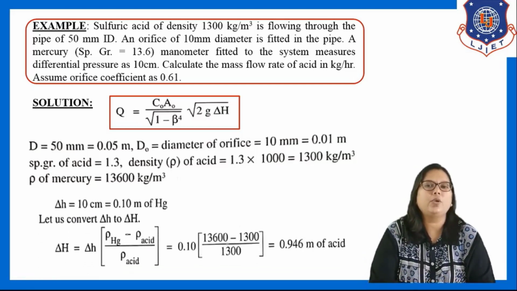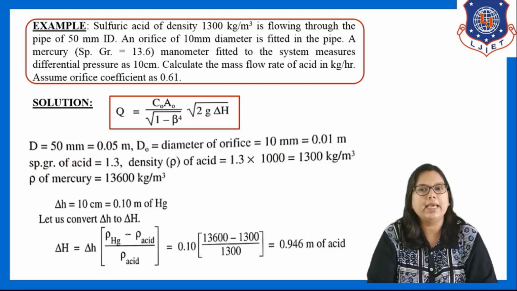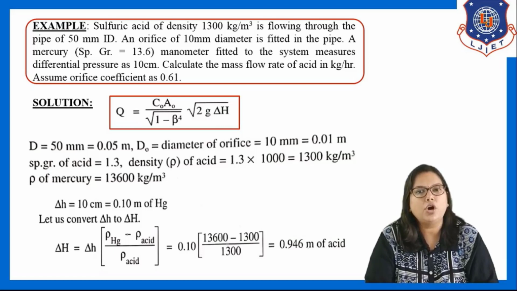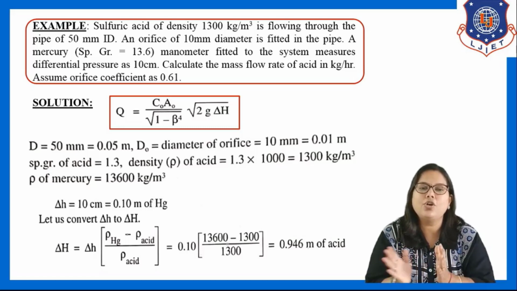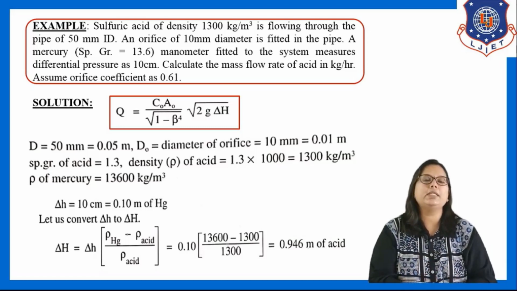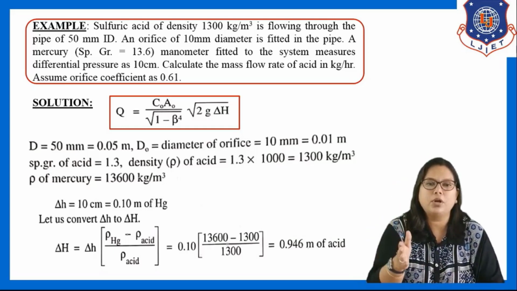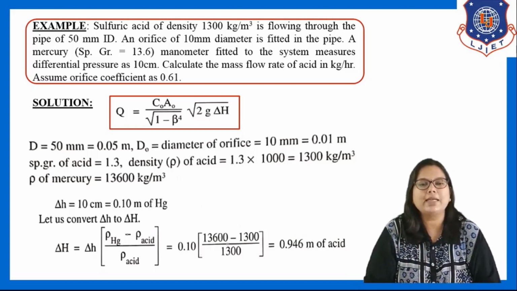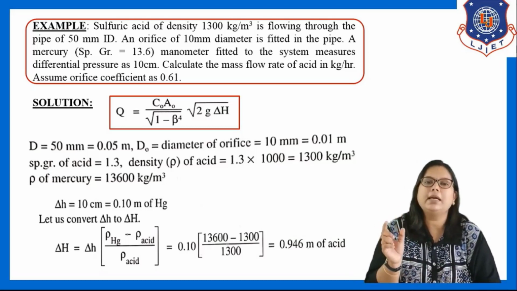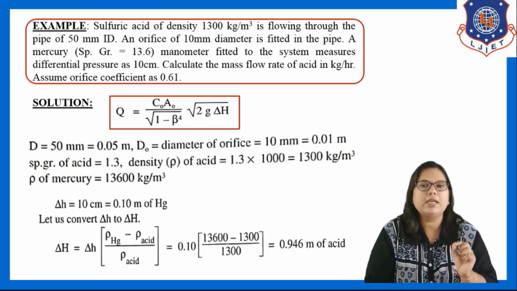Now first we calculate capital delta H. We have been given the value of small delta H as 0.10 meter of Hg. That is given in our statement. Now we all know very well how to calculate capital delta H from the given value of small delta H. So capital delta H is equal to small delta H into bracket rho Hg minus rho acid upon rho acid. Rho Hg is the manometric fluid, rho acid is our process fluid.